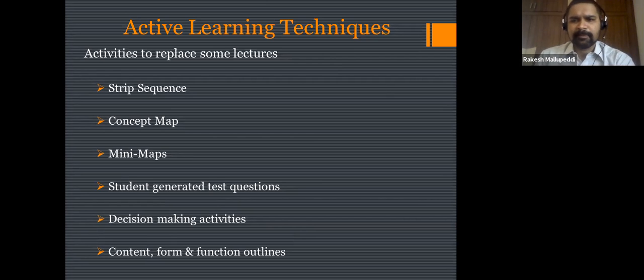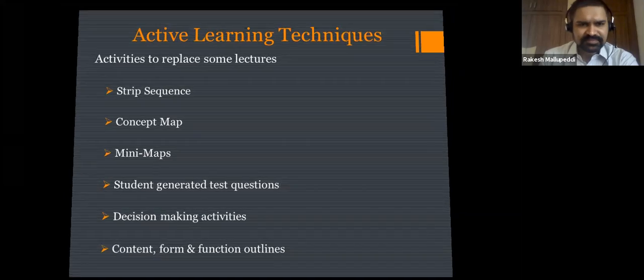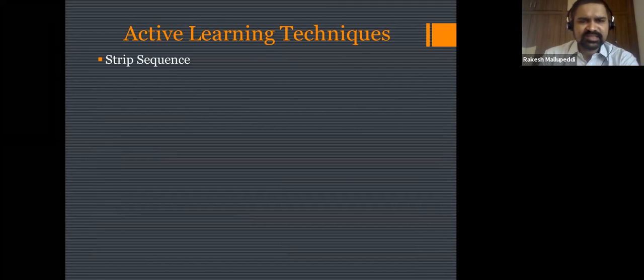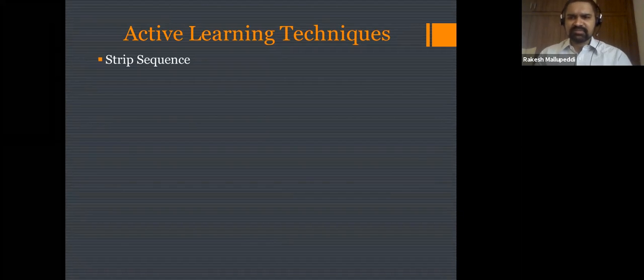So where you're replacing some of your lectures with some activities, so that students form new thinking levels once again. We'll see one by one. So strip sequence. In this, you take a content and make a sequence, and then jumble the sequence, asking the students to come up with the correct sequence.